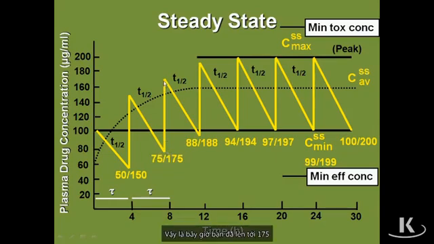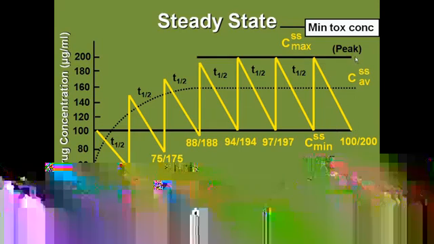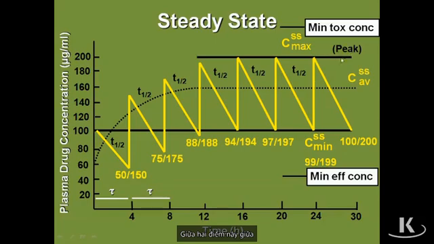So now you're up to 175. Wait a half-life down to 88, dose again up to 188. Half-life takes you down to 94, dose takes you up to 194. And if you continue on that pattern, you're going to achieve a steady state. Notice that's achieved when you're oscillating between these 2 points, between the peaks and the troughs that you observe down here at the bottom. Okay?